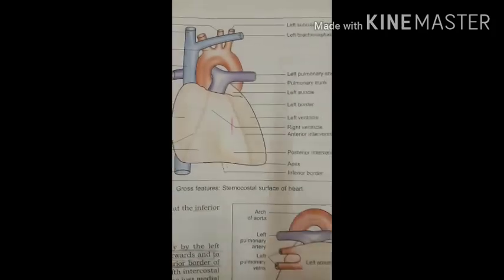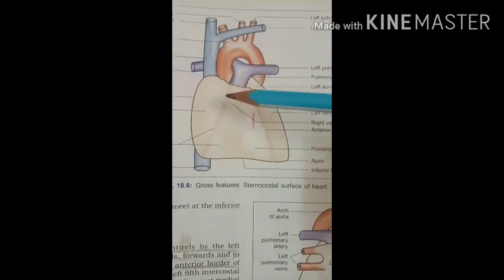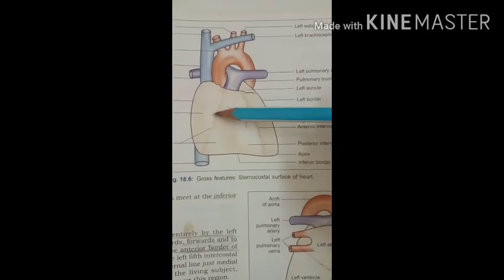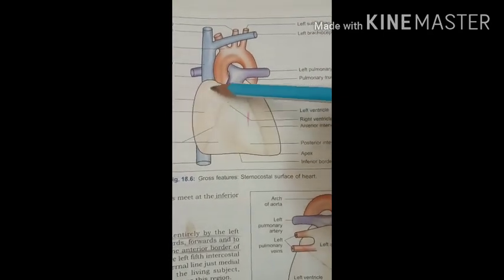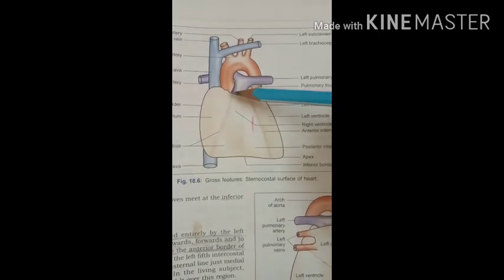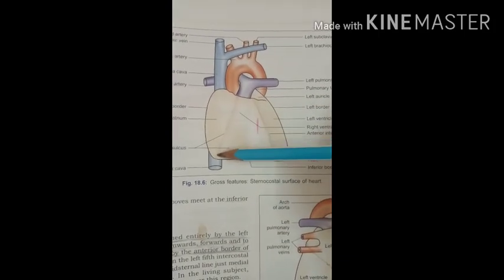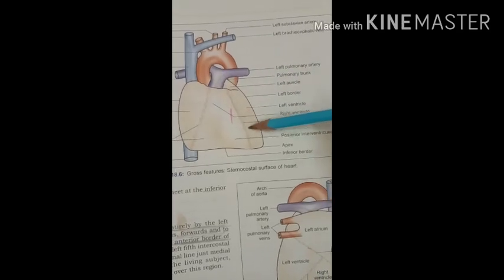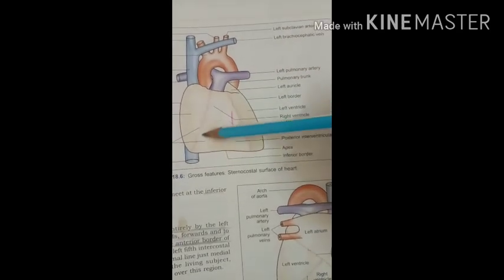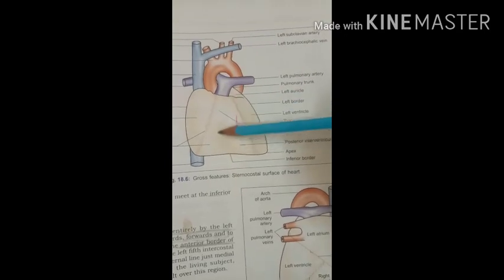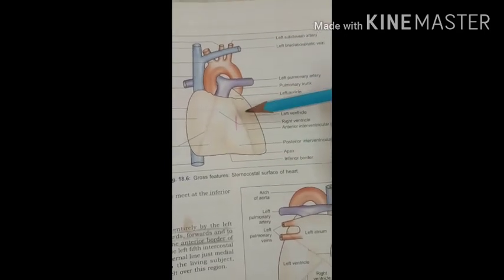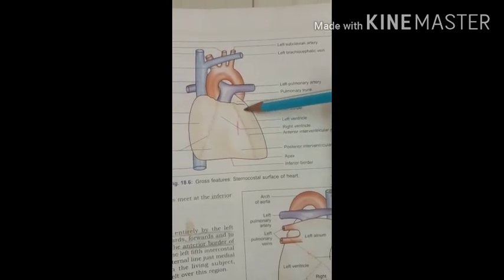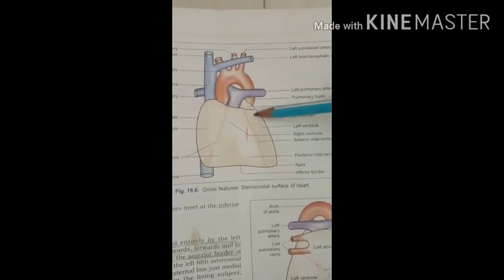So here in this diagram you can see this border, that is the coronary sulcus. Above it is the right atrium. Then this is the coronary sulcus and this is the anterior interventricular sulcus. So this is the right ventricle, this one. Then lateral to it the chamber present is the left ventricle, this one.